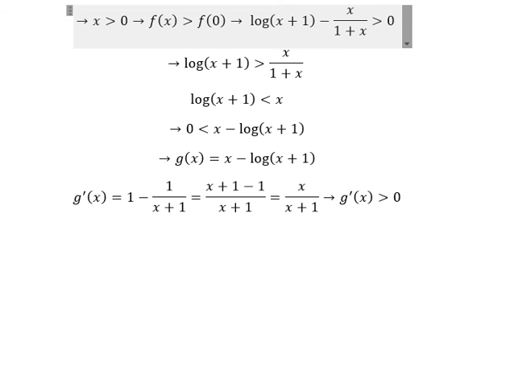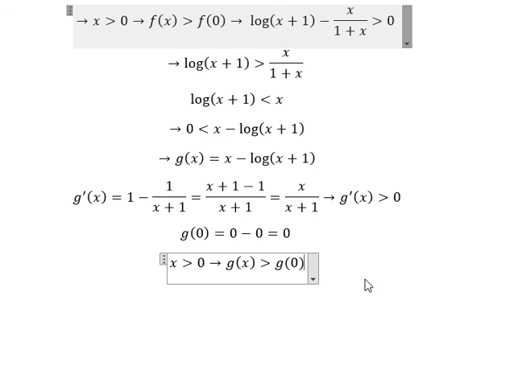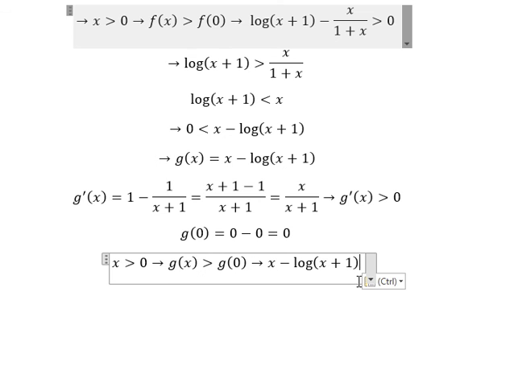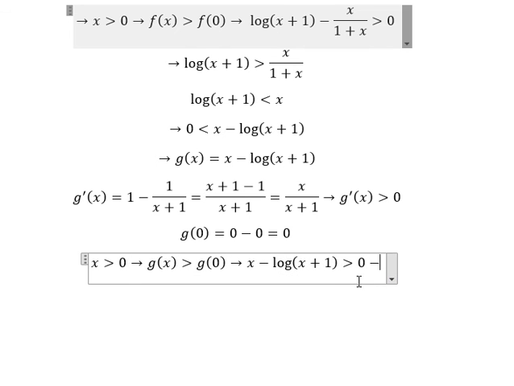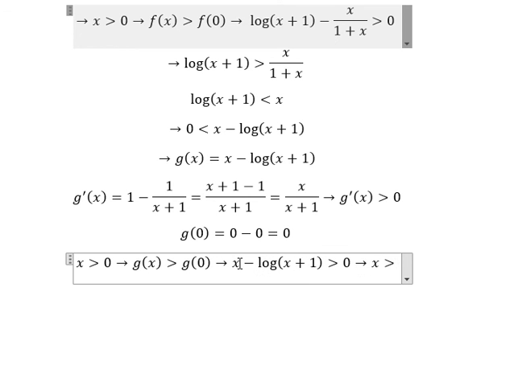The next one, we put the value g of 0 in here. So we have number 0 in here and 0 in here. So you got 0 minus 0. So you got 0. We have x is greater than 0, and we know that this function is greater than 0 in first derivative. So we can put g of x is greater than g of 0, and g of x is this one, is greater than the value of number 0. So we put x is greater than this one.